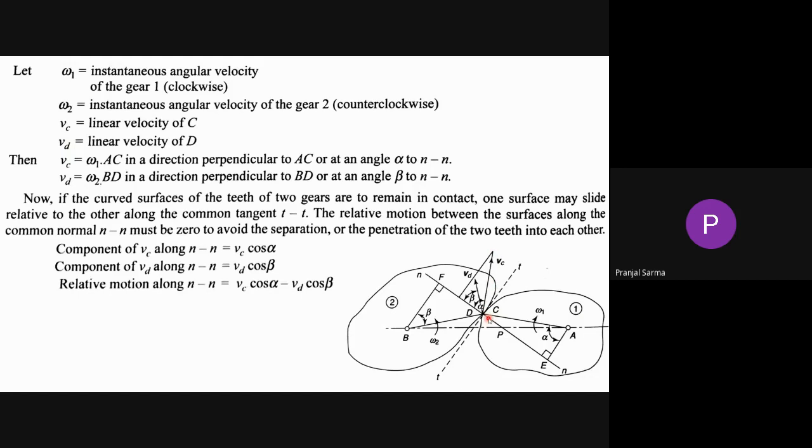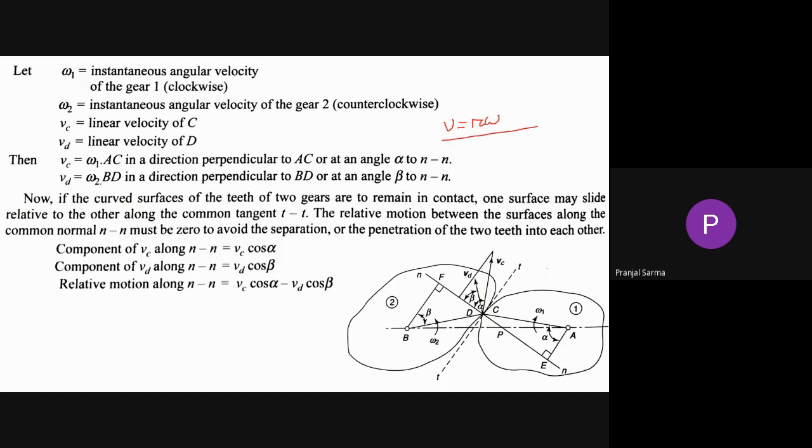Okay, similarly VD, that is the linear velocity of point D along this line. And we know from our normal knowledge P equal to R omega, that we already know. So P equal to R omega.